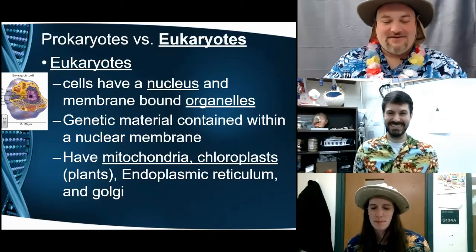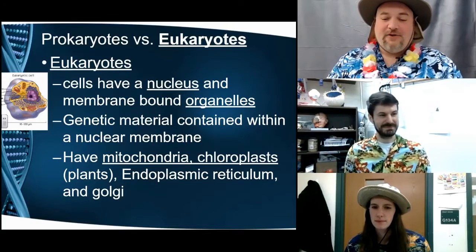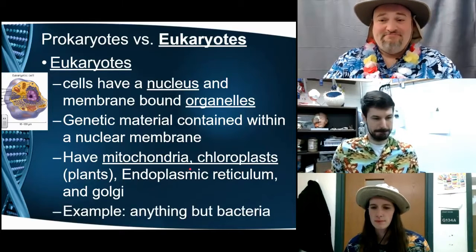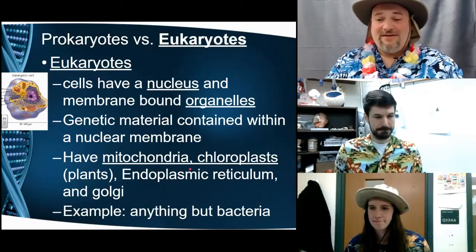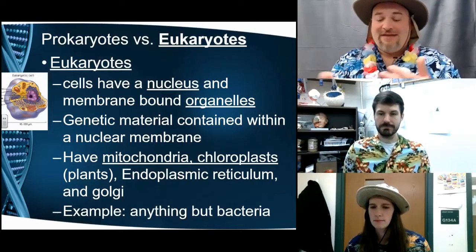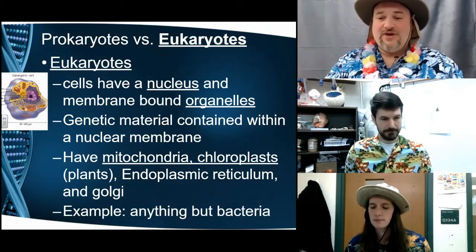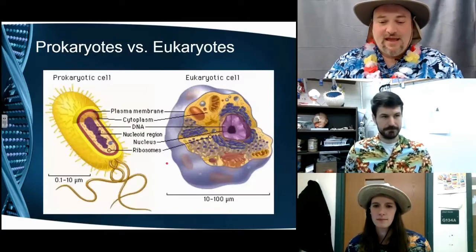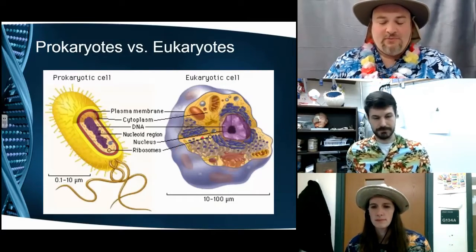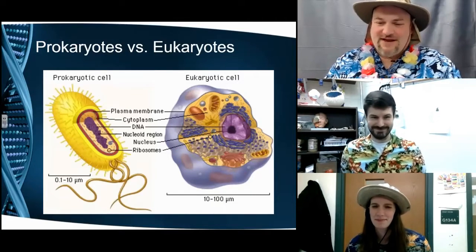So our cells, eukaryotic cells, have mitochondria and chloroplasts in plants, endoplasmic reticulum and Golgi bodies, like Miss Ripley said. Basically everything other than bacteria: the protist kingdom, the fungus kingdom, the plant kingdom, the animal kingdom, everything but the Monaran kingdoms or bacteria is a eukaryotic cell. And just to point out some of the differences, what's one problem with this model? If you're looking at this, guys, what strikes you as not right?